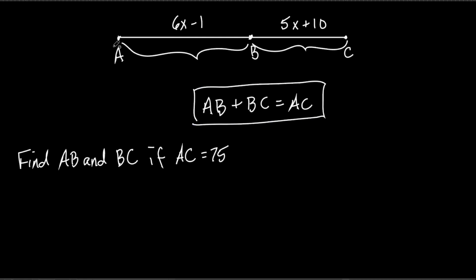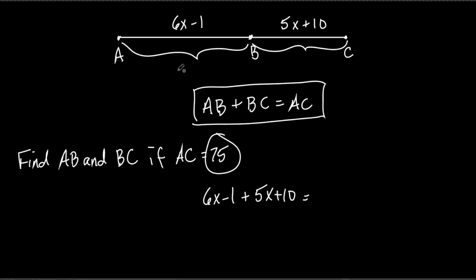So AB, this segment right here, plus this segment right here, if I add them up, what do I get? I get the whole thing, right? Well, they tell us the whole thing is 75. So let's add these up. What do I write for AB? Very good. 6x minus 1 plus BC. What's BC? 5x plus 10. Now, if I add those together, what do I get?